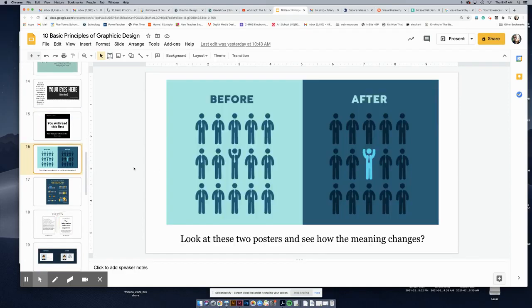This is an interesting use of hierarchy, and all they did was change the color. This is exactly the same graphics here. All those little shapes are exactly the same, but all they did was change the color to make that pop out so that that man stands out, okay? And look at how the meaning changes of both of these posters when you look at them.